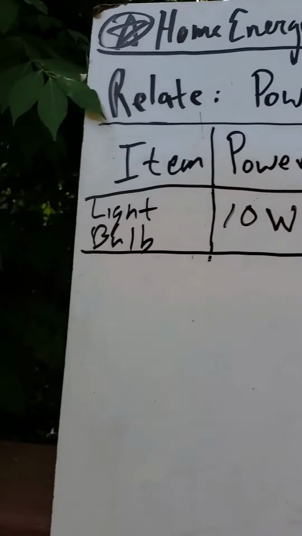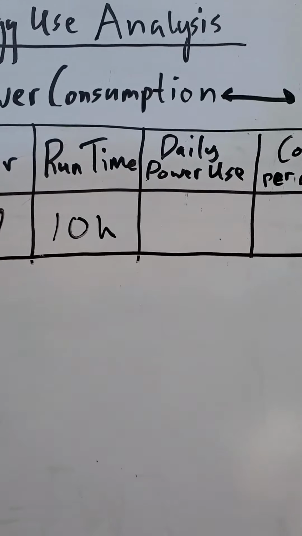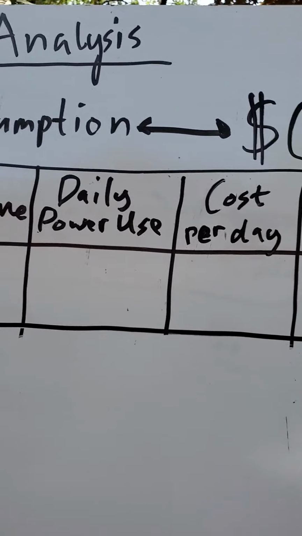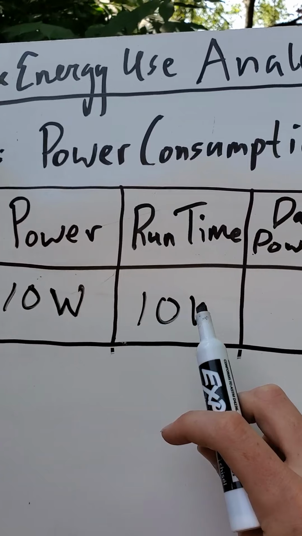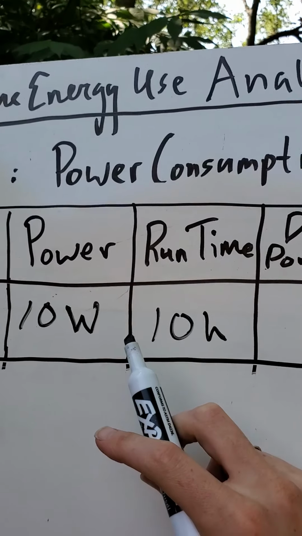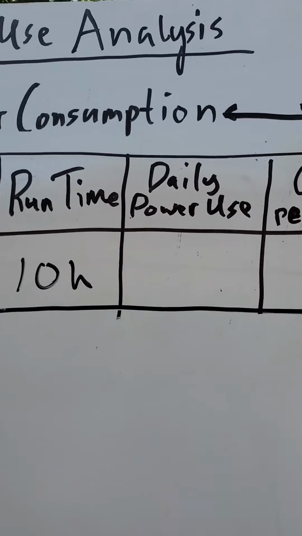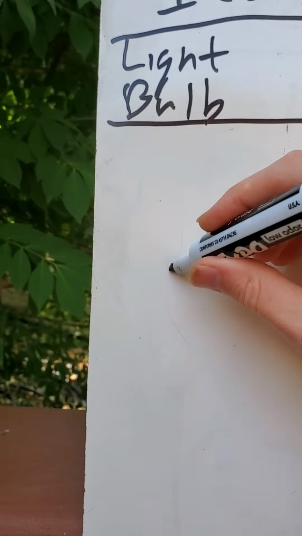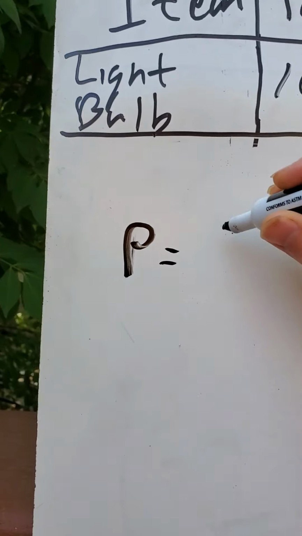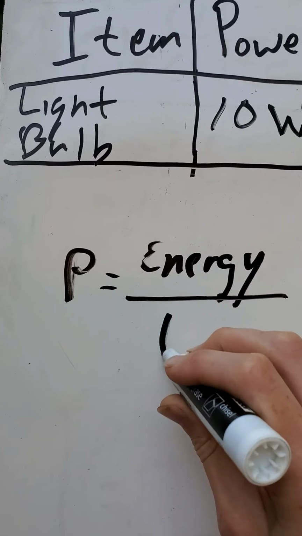So I need this light to be turned on for 10 hours through the night so that I can stay up and do all of my graduate studies, so I can be a teacher. So anyways, we have our power and we have our runtime, and we can use this information to calculate our daily power usage. So a quick thing, what is power? Well, at least in an electrical sense. Power is energy that's used over a period of time.